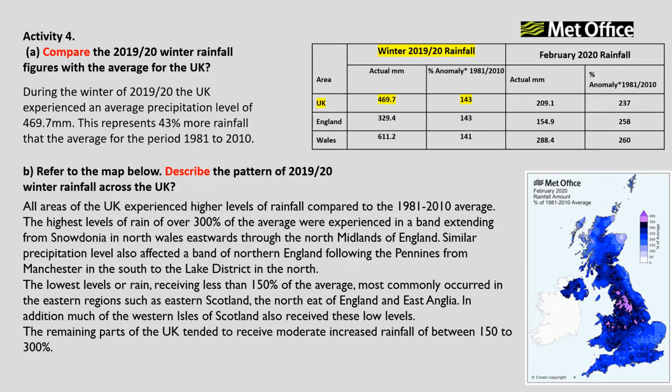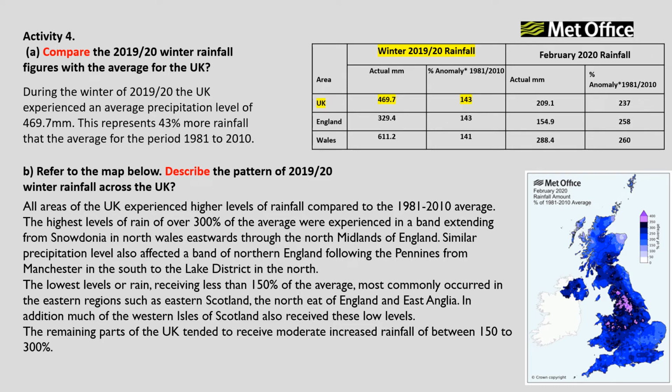As you can see, the UK average precipitation level was 469.7 millimetres, and that represents 43% more rainfall than the average for that period. So you can see that the rainfall for the winter was 43% more than the average that we usually get. As you can see, it was quite similar in England and Wales. So England again got 43% more rainfall compared to average. Wales a little bit less, but they got 41% more rainfall than they would normally expect.